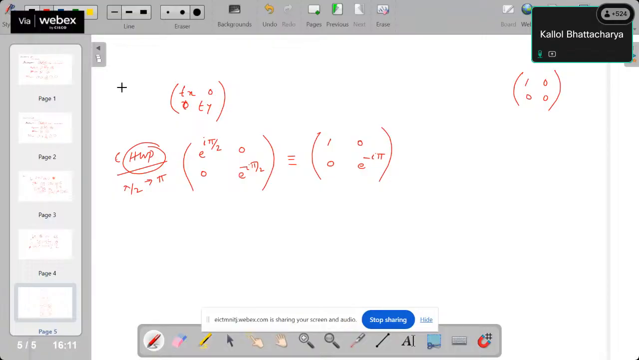Remember, A prime, B prime is equal to this matrix times A, B. So then the output Tx into A becomes the x component and Ty into B becomes the y component. And there is a phase difference of pi between the x and the y components. You have a phase difference of pi between the x and the y components in either of these forms, but we will generally consider this one because it is more symmetric. In either of these cases, you have a difference of pi between the x and the y components.